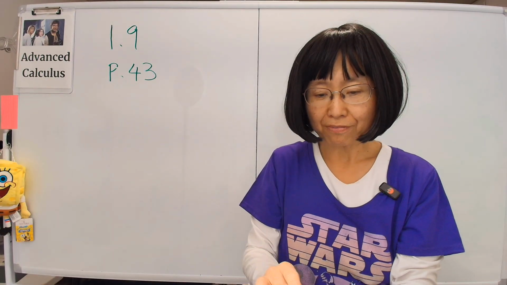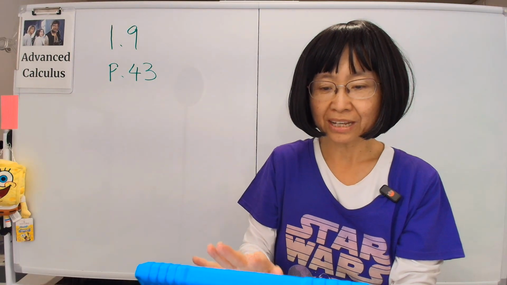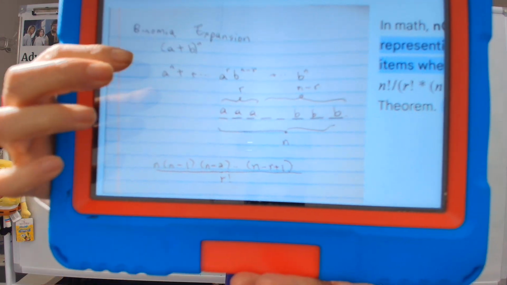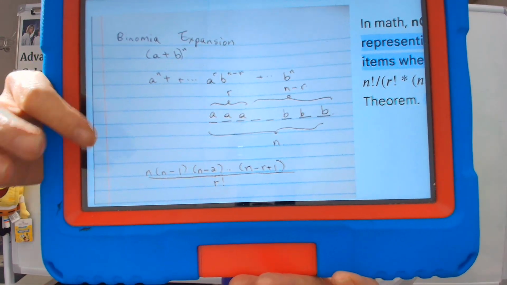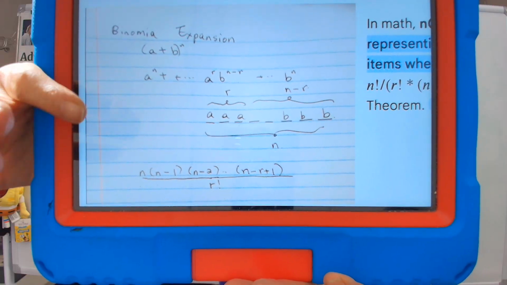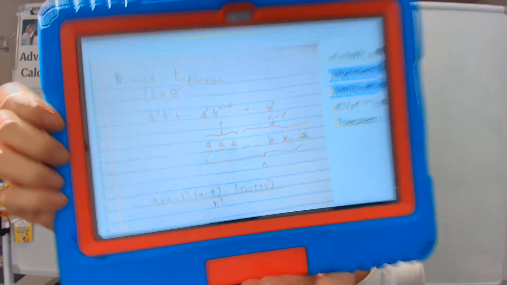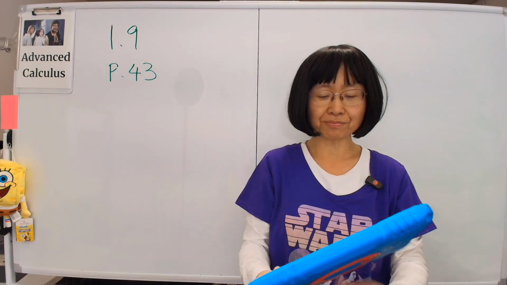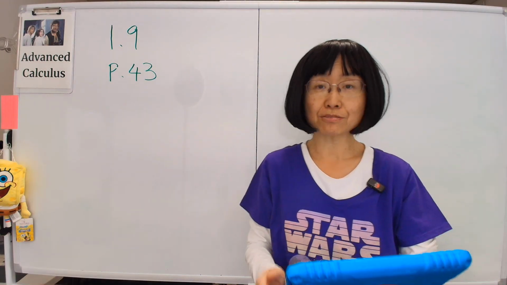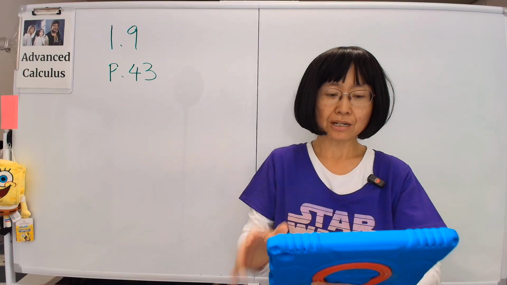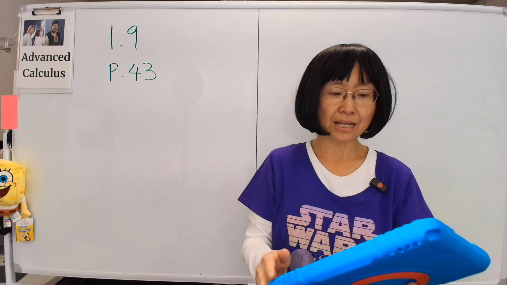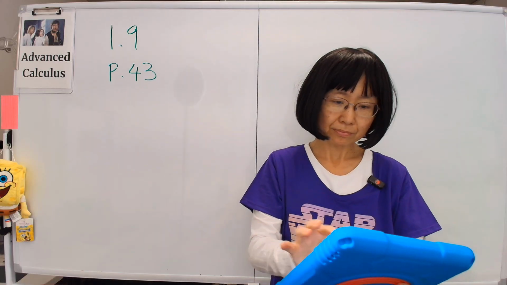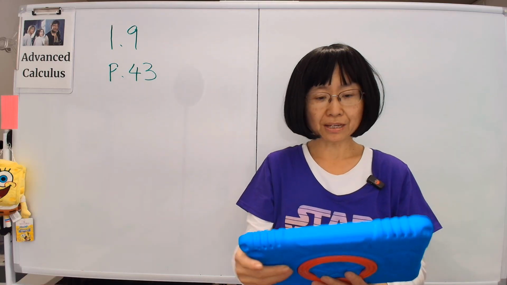For me, I've always had a tough time remembering why the binomial theorem works with n choose r. So here's a little explanation I wrote for myself. I don't know if it'll help you or not, but I just want to show it to you. Anyway, if you don't know the binomial theorem very well, please review it because that will be necessary for this section.